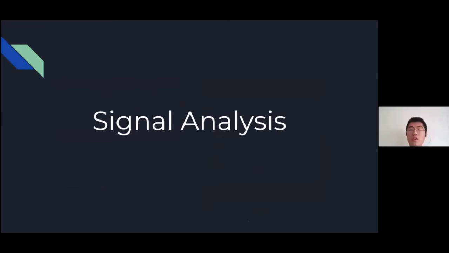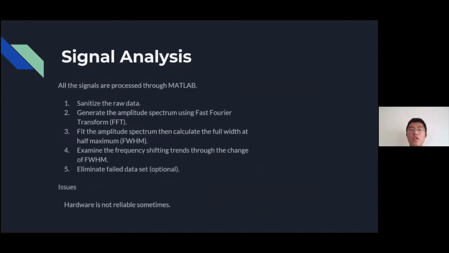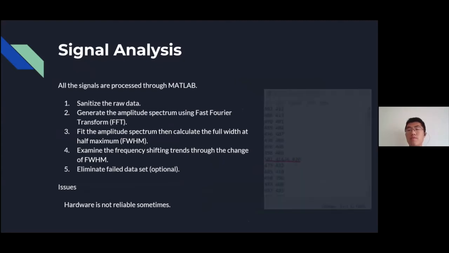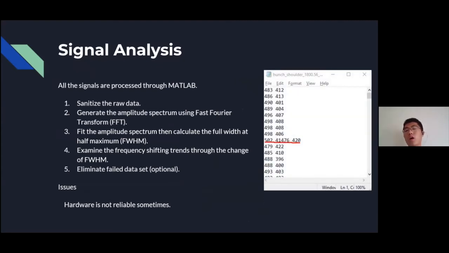Now, let me introduce our last part, the signal analysis. In this project, all the signals are processed through MATLAB script. There are basically 5 steps in this experiment. The first one is to sanitize the raw data. From here, you can observe a noise point in the raw signal data. From our observation, the noise rate in the experiment is about 1 out of a million, so we can simply delete it or ignore it.